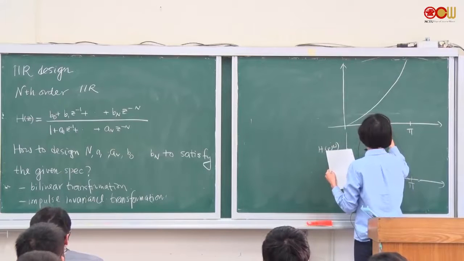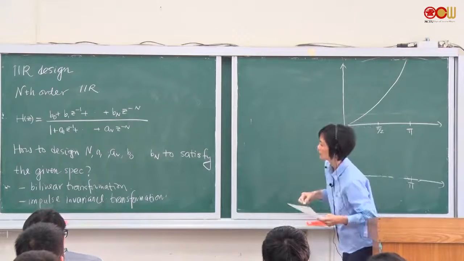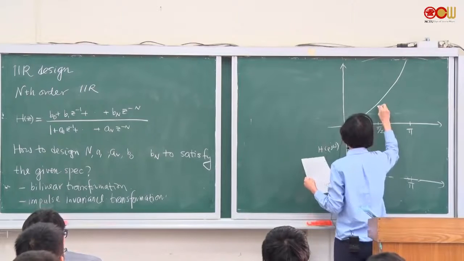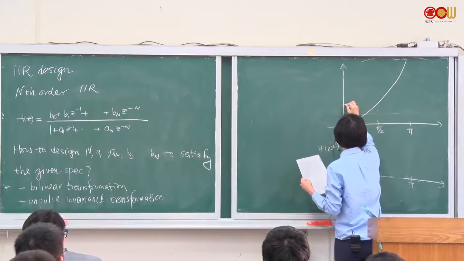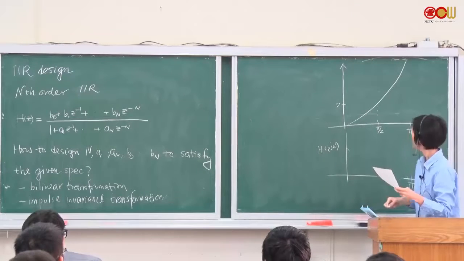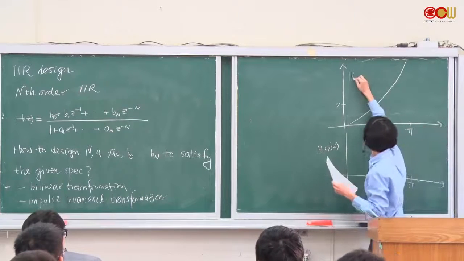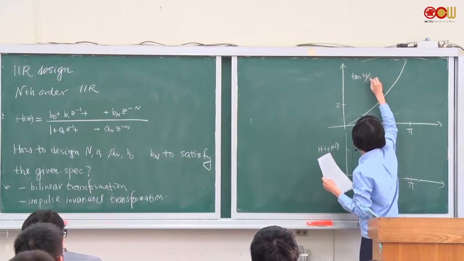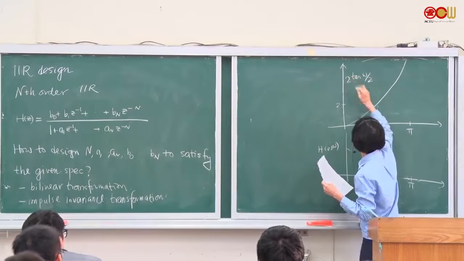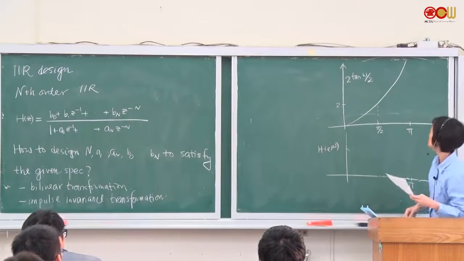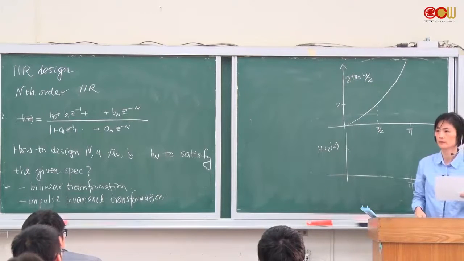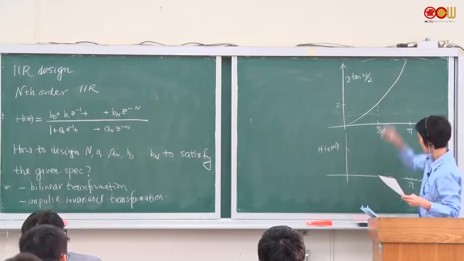And at pi over 2, the value would be equal to 2. Okay? That's tangent of omega over 2, and then 2 times tangent of omega over 2. Okay? That's the function, right?